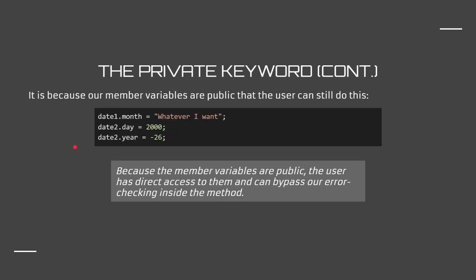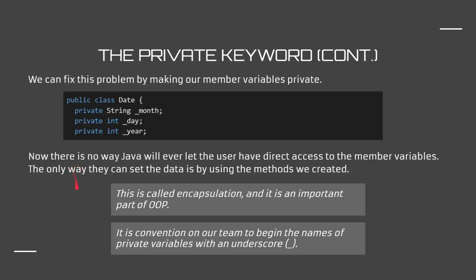So it's because our member variables are public that the user can still do date1.month is whatever I want, date2.day is 2000, and date2.year is -26. They can just not use the setters. Because the member variables are public, the user has direct access to them and can bypass our error checking inside the method. We can fix this problem by making our member variables private.